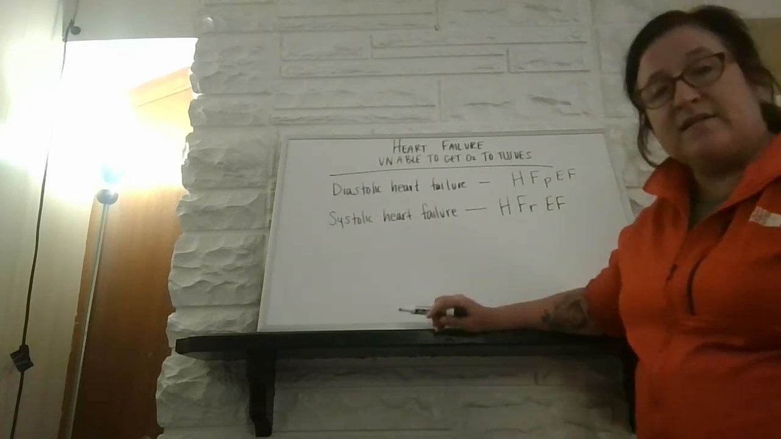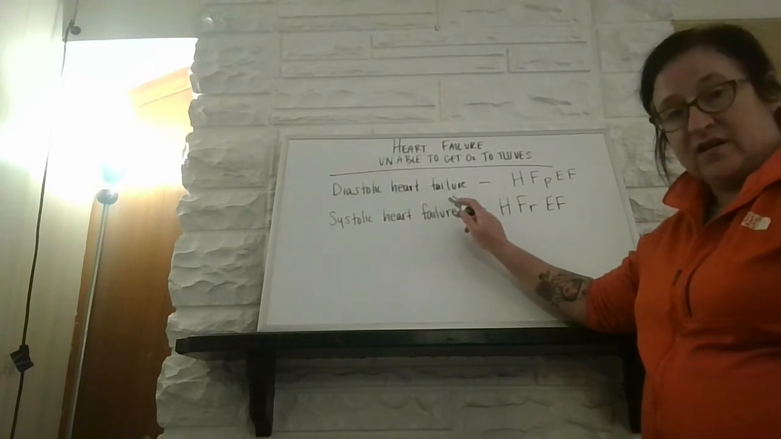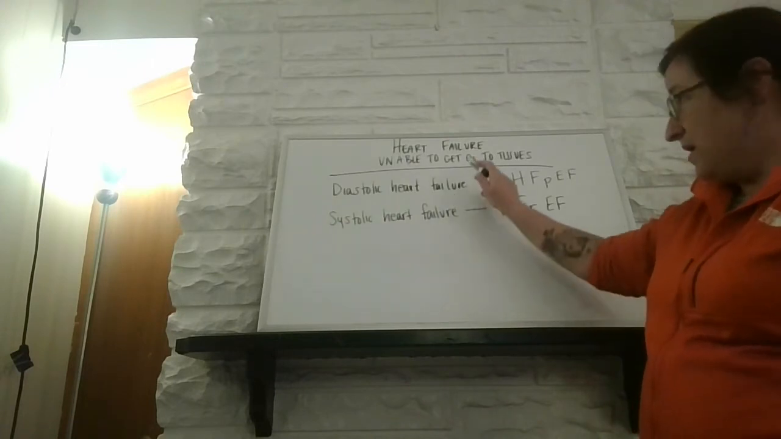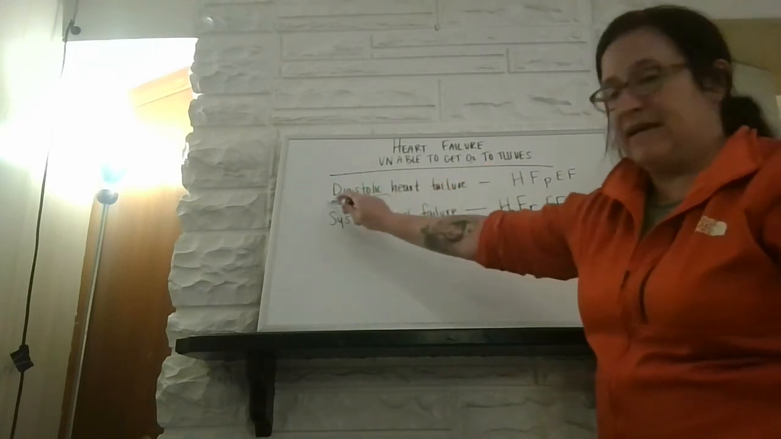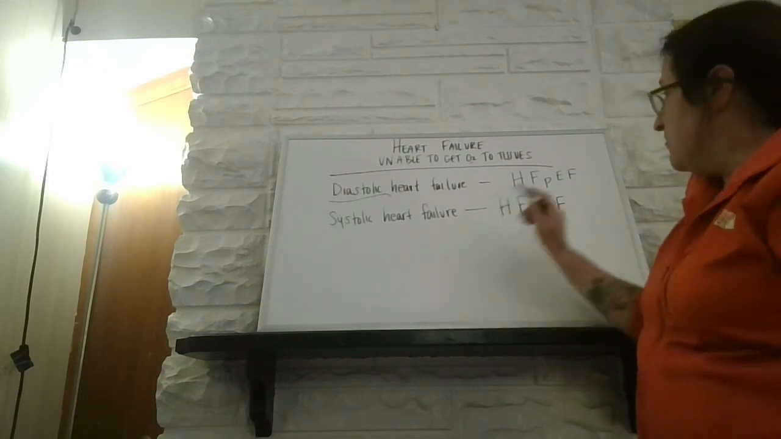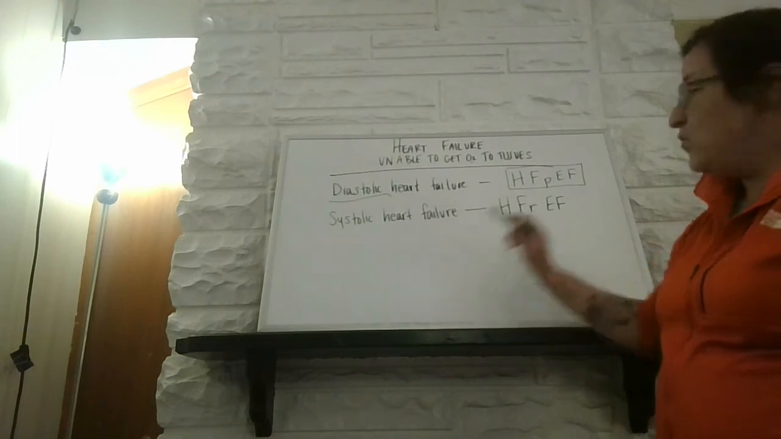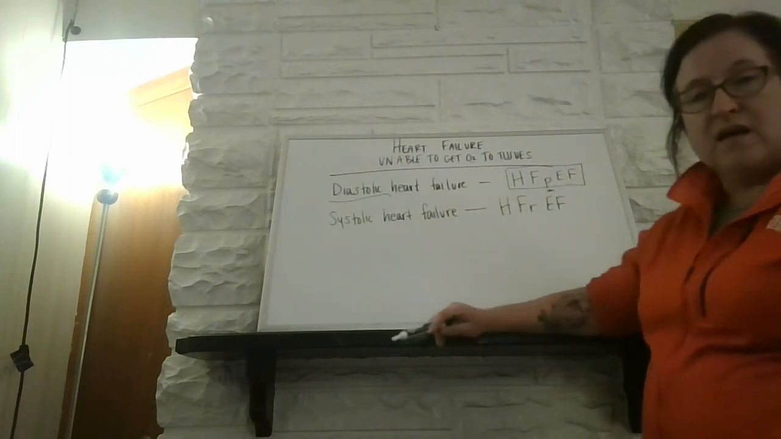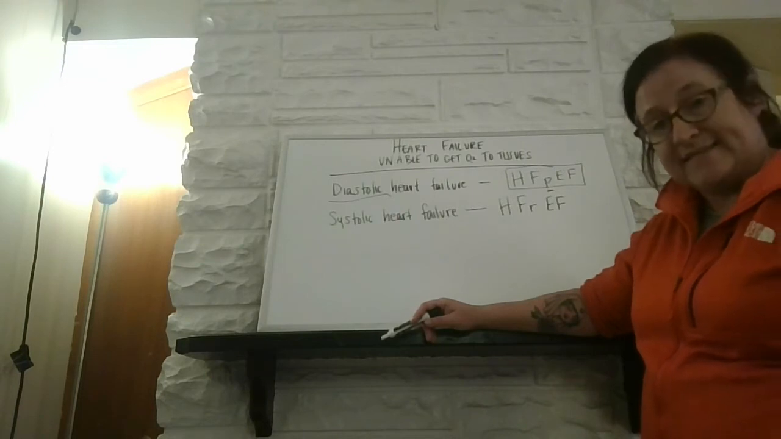So the two main things that we're going to talk about is diastolic heart failure, which means the problem of the heart pump, the failure of the heart pump occurs during diastole, which is when the ventricles are supposed to fill. And that type of heart failure is called heart failure with preserved, that's the P, ejection fraction. Because the problem isn't during systole, it's during diastole.